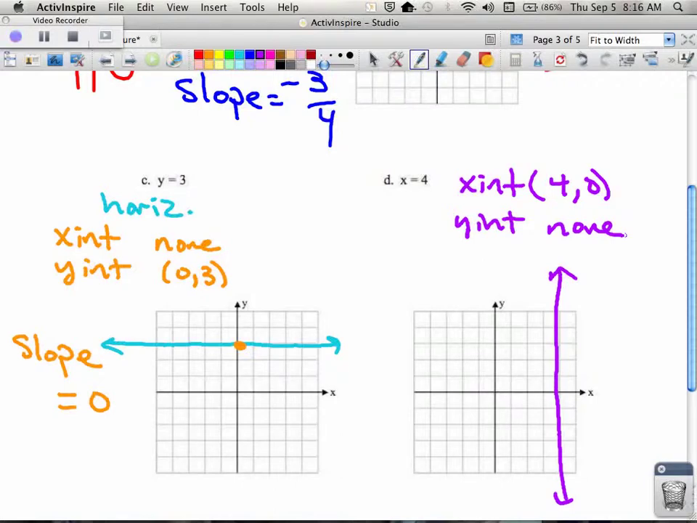And my slope we talked about earlier, we're not going to use the phrase no slope. We're going to say our slope is undefined. So whenever you have y equals, it's horizontal. Whenever you have x equals, it's vertical.